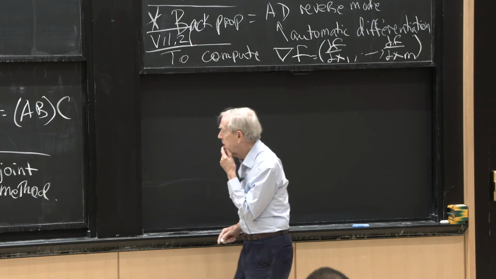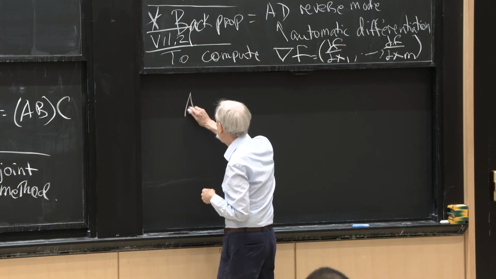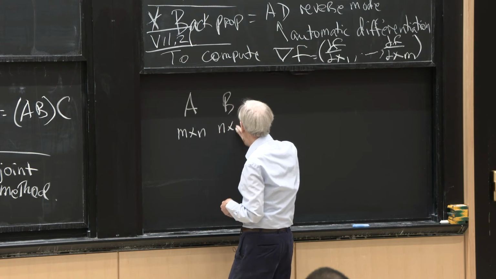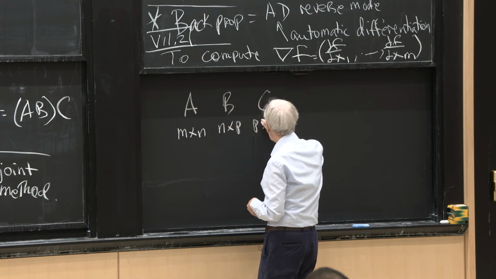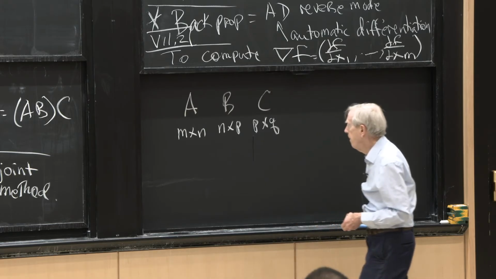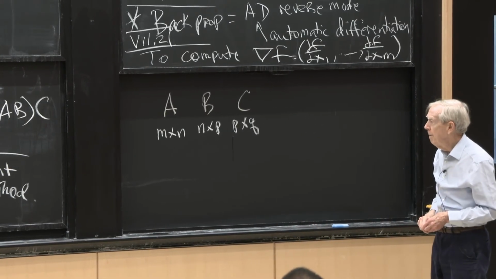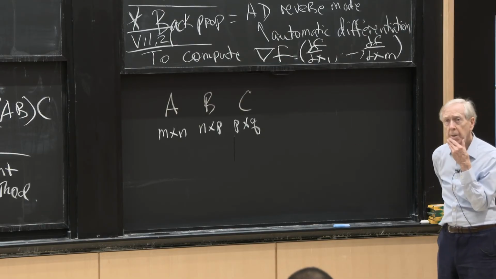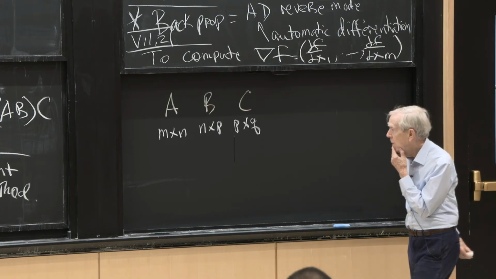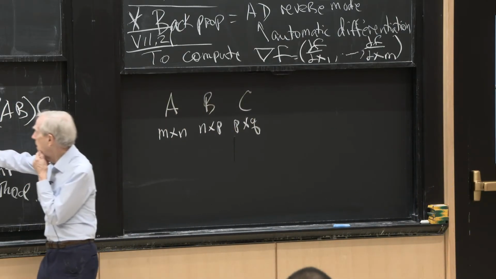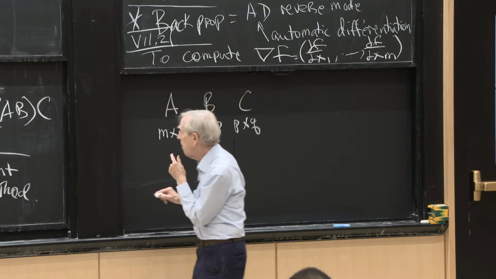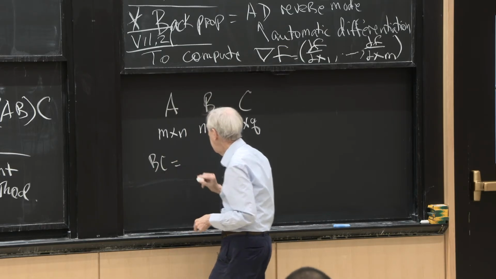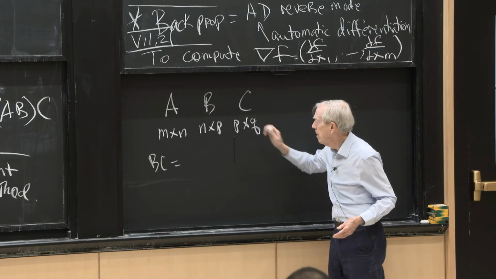Just close with this. Suppose A is m by n, B is n by p, and C is p by q. How many steps does it take to find A times B times C, the product of those three matrices? Well, if I go this way, I have to do BC first. So BC costs, how many operations to multiply that times that?